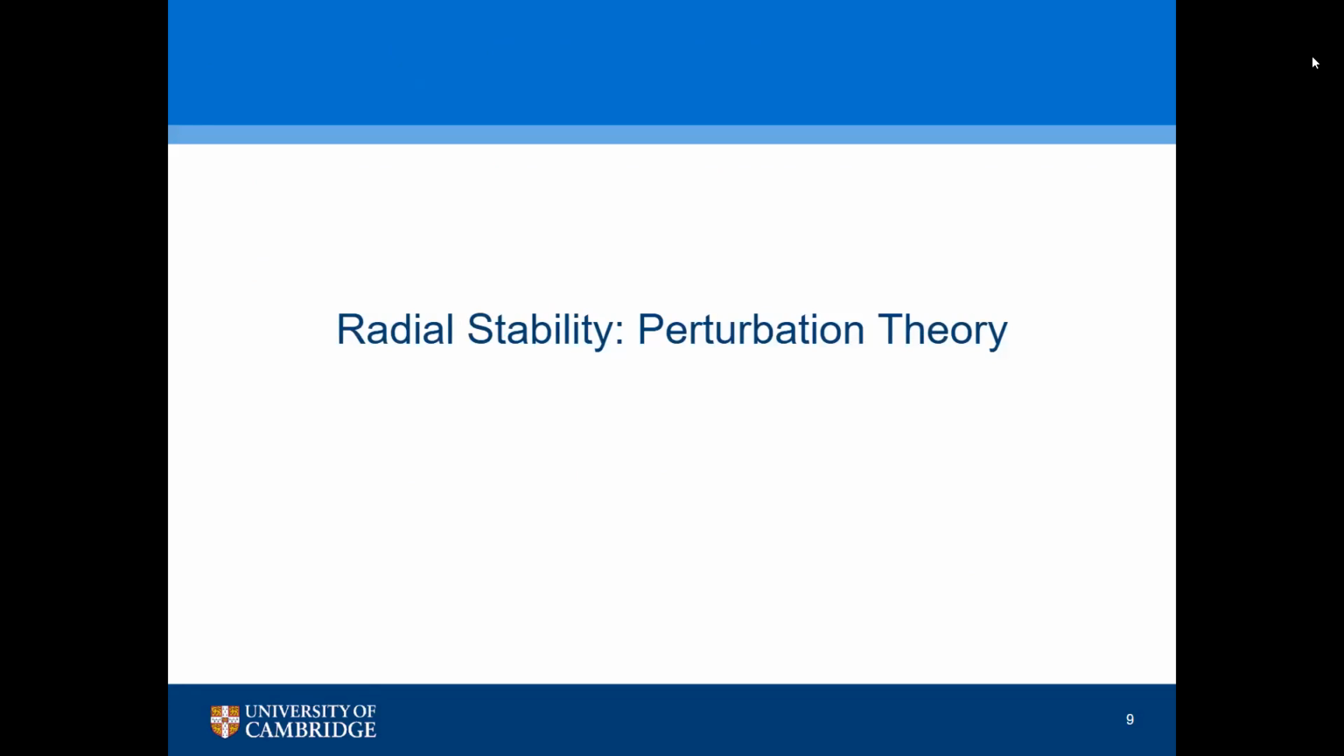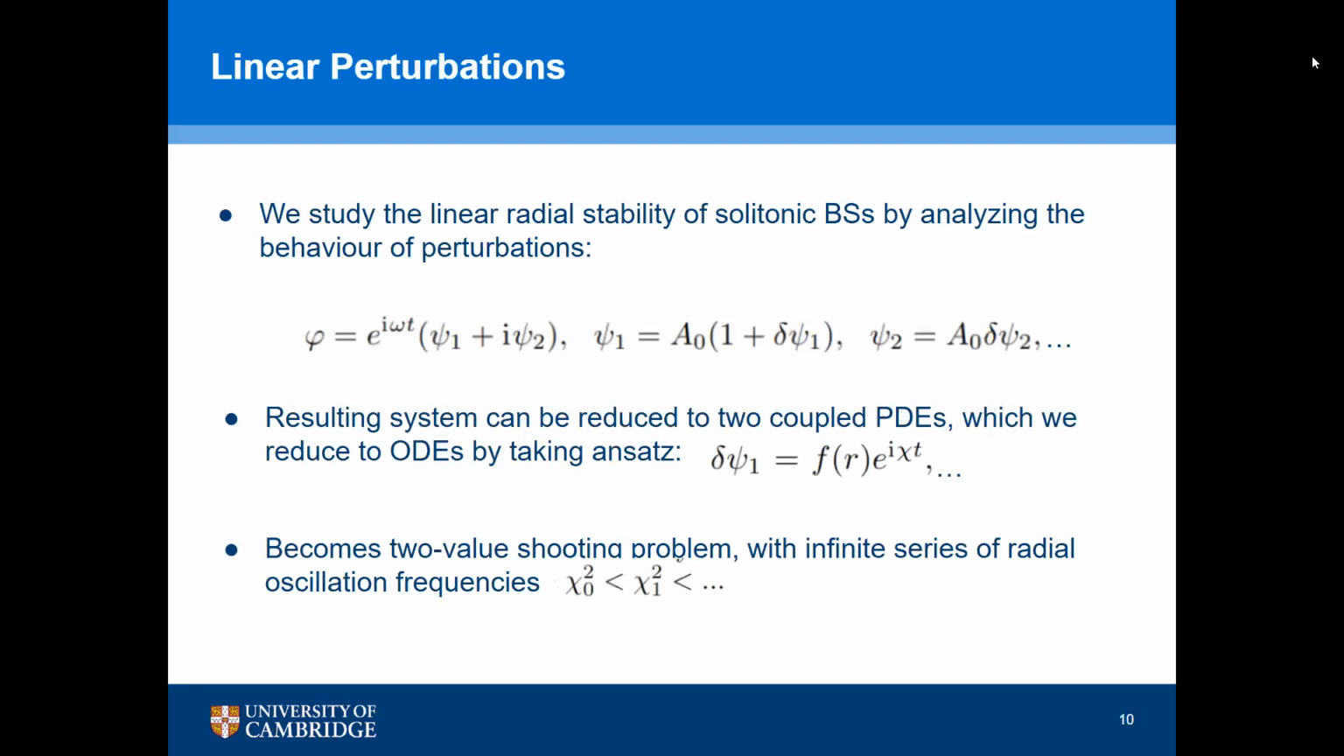So the first step in answering that is to actually ask the question: what is the perturbation theory for these models? What does it tell us about radial stability? The way you answer that is to make essentially simultaneous perturbations to the metric and scalar field variables. You reduce the system that you get to a couple of PDEs. You then take a harmonic ansatz for these.